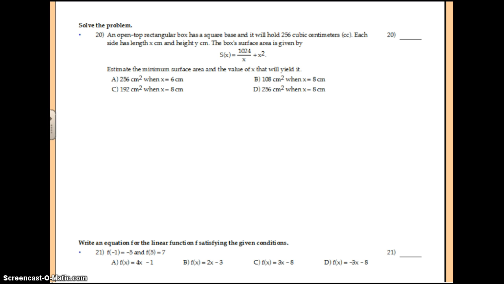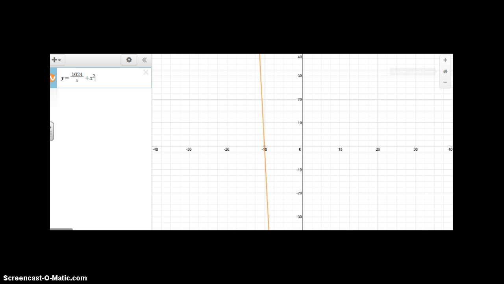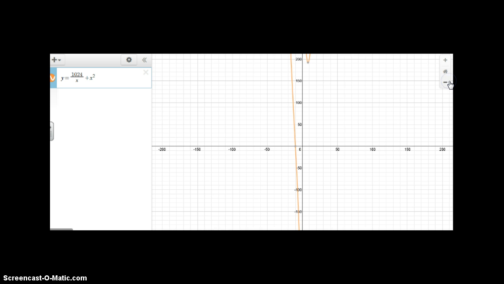So we're only concerned about the surface area, we're not concerned about the volume. They already give us a function for the surface area. We're just going to graph that and look for what gives us the minimum surface area or minimum y value and what x provided that. Okay, so I've graphed the function. I'm going to have to zoom out quite a bit for this one.